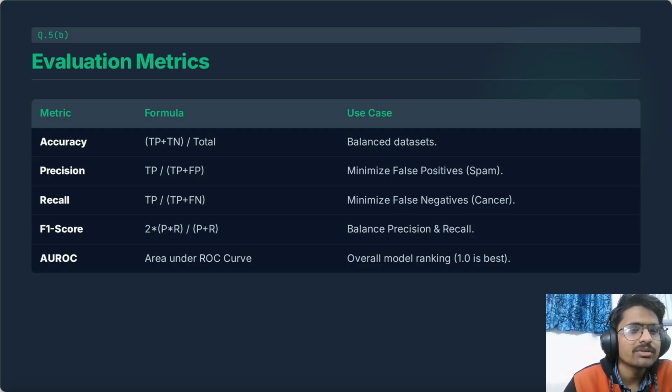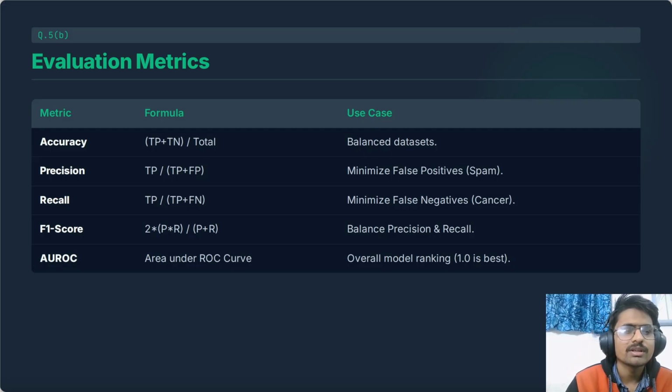So part B is evaluation metrics. Accuracy: the formula for accuracy is (TP + TN) / total. Its use case is balanced data sets. Precision: the formula is TP / (TP + FP). The use case of precision is to minimize false positives, like spam. Recall: the formula for recall is TP / (TP + FN). Its use case is to minimize false negatives.